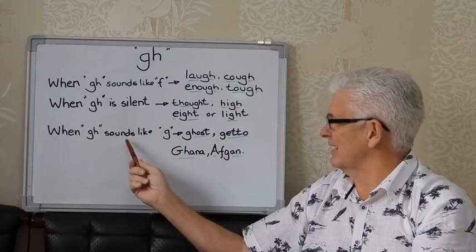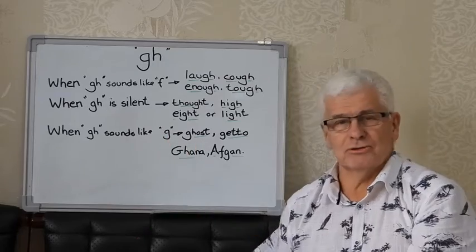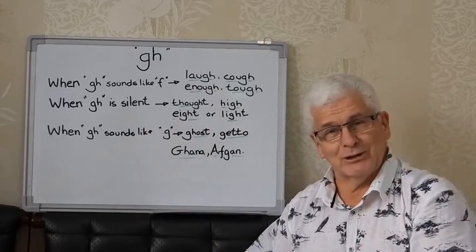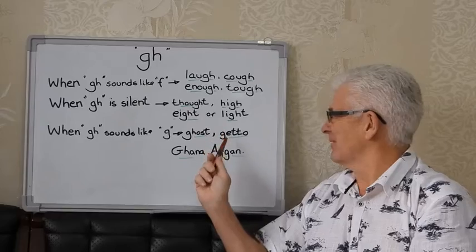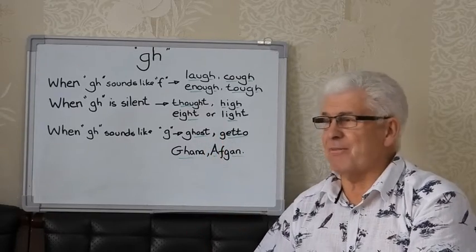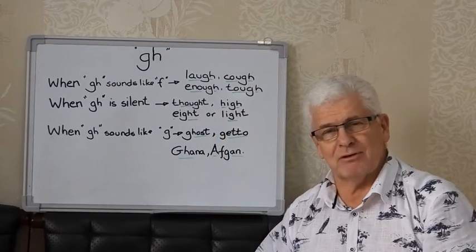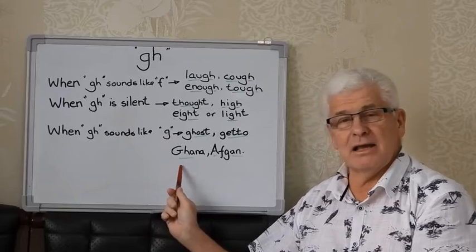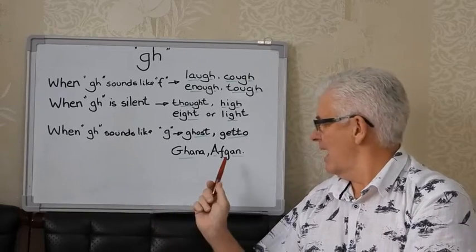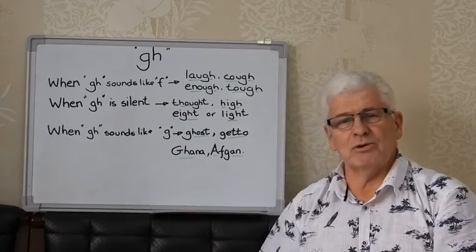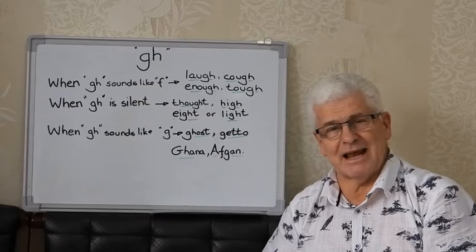And when GH sounds like G: ghost, like woo, like a ghost in the night. Ghetto, which is a very bad area where people live, it's run down. Ghana, the country in Africa, and Afghan, somebody who comes from Afghanistan.